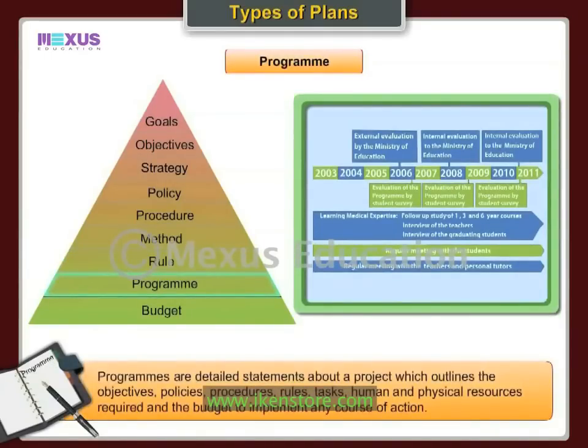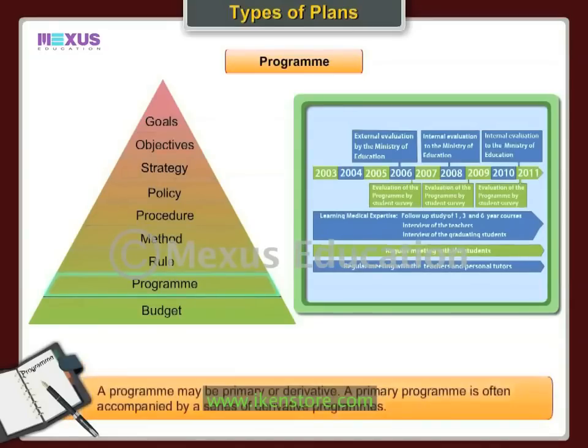Program. Programs are detailed statements about a project which outlines the objectives, policies, procedures, rules, tasks, human and physical resources required, and the budget to implement any course of action. A program may be primary or derivative. A primary program is often accompanied by a series of derivative programs. A program of replacing an old machine with a new or modern machine may have many derivative programs of training, maintenance, and financing.